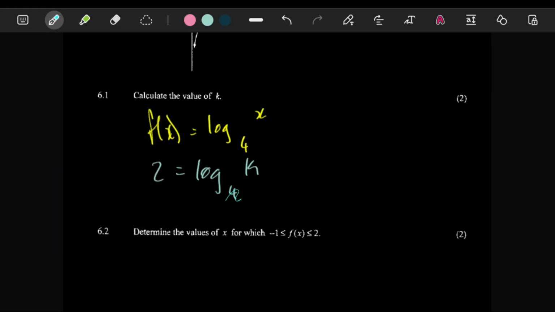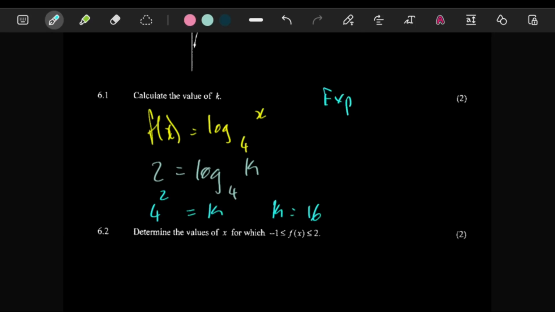So this is like base and then an exponent. You see, this is a value on its own. Base is 4, exponent is 2, value on its own. So here k is equal to 16. Don't forget it.